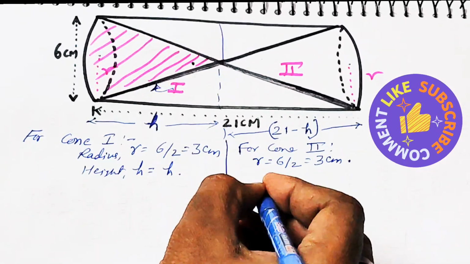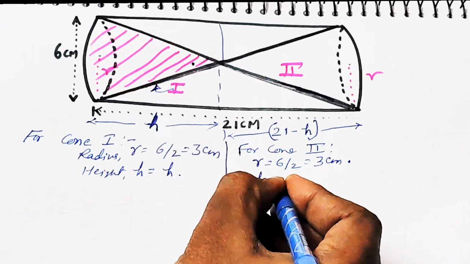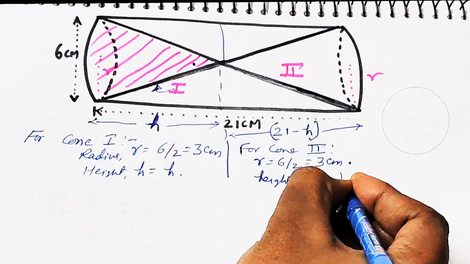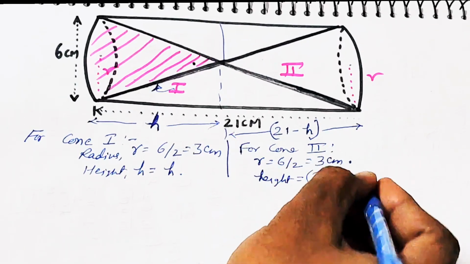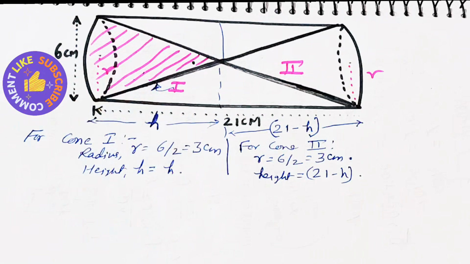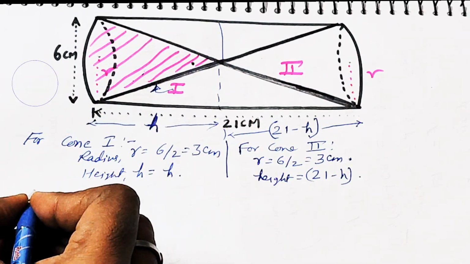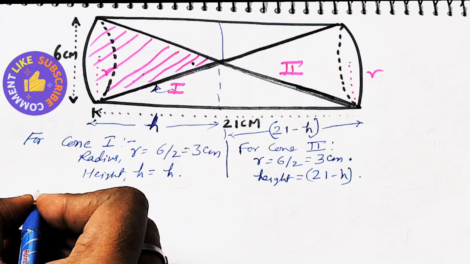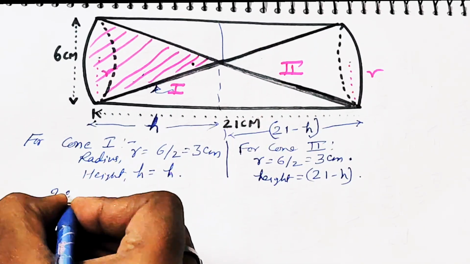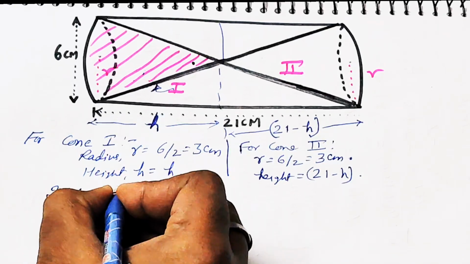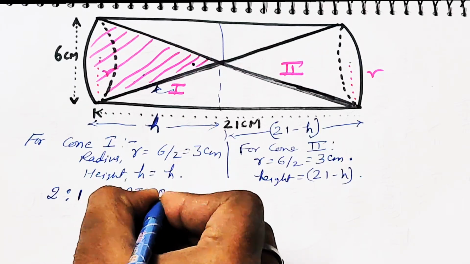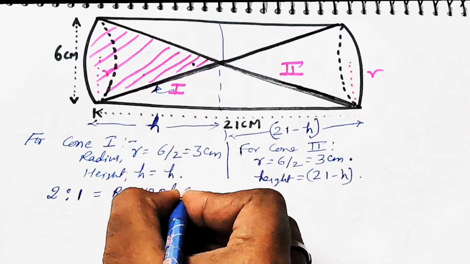So for cone 2 the radius is 3 centimeter. Similarly the height of cone 2 will be 21 minus h, because the total length of the cylindrical pipe is 21 and h is the height of cone 1, then 21 minus h will be the height of cone 2. Now another data given in the question is that 2:1 is the ratio of the capacities of these two cones. That means what is the capacity? Capacity will be equal to the volume. So the ratio of the volume of these two cones is given as 2:1.